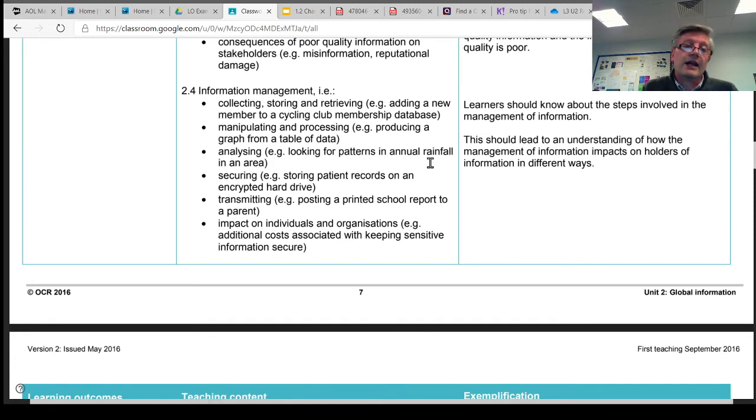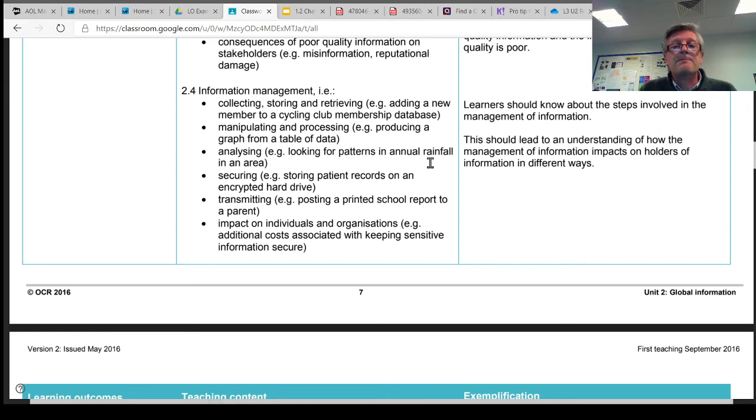Securing it, well, it might get encrypted. It might go into the cloud where it's password protected and there's some encryption applied to it. So if anybody does intercept it, they can't do anything with it. And then it gets transmitted, which could just be printed and stuck in the post, or it could be emailed out to somebody, or it could be put in a document store online or on the intranet.